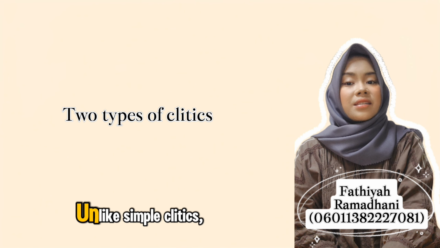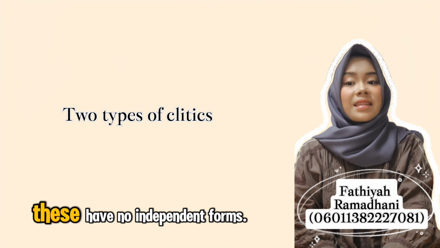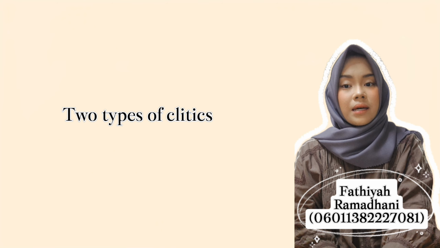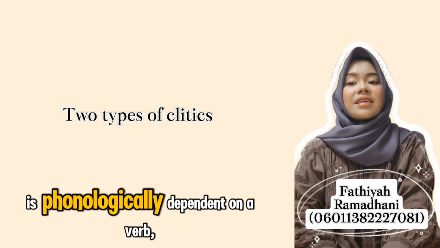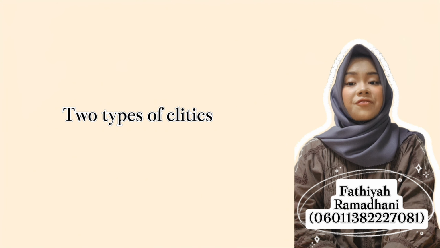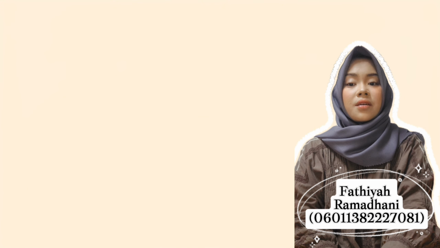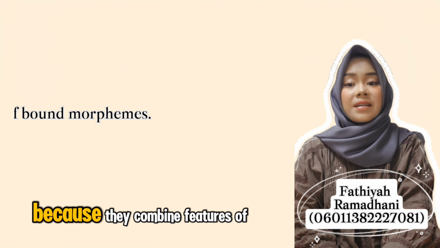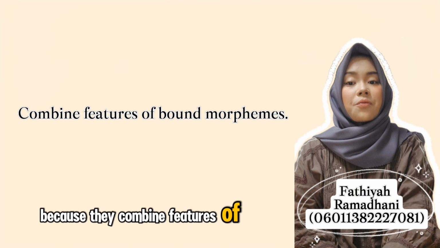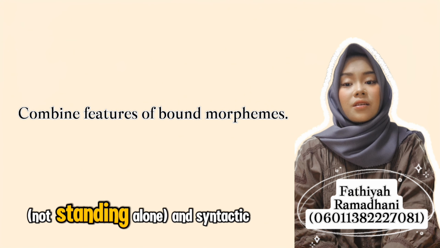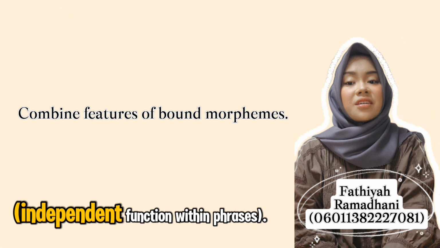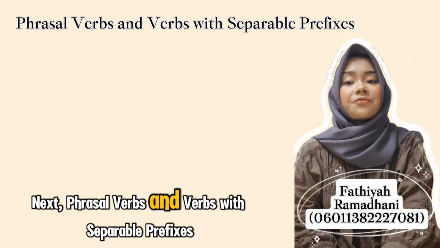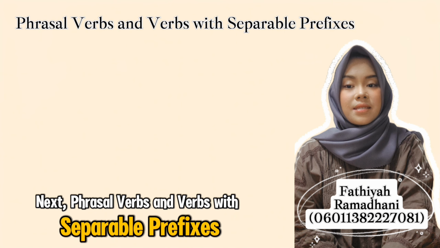Second, special clitics. Unlike simple clitics, these have no independent forms. In French, for example, le, meaning he, is phonologically dependent on a verb, forming a single phonological unit. Both types interest morphologists and syntacticians because they combine features of bound morphemes, not standing alone, and syntactic units, functioning independently within phrases.